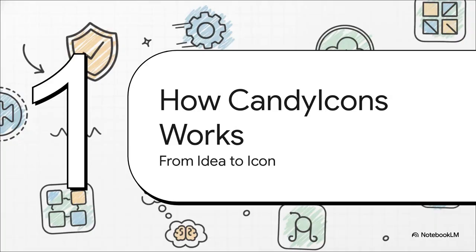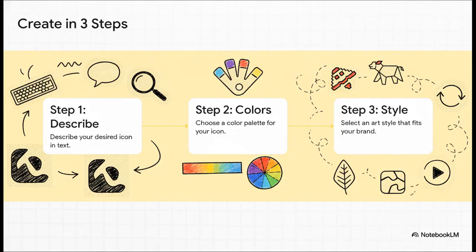Okay, so that all sounds great, but how does this thing actually work? Well, the process of going from a basic idea to a finished icon is surprisingly simple. It all boils down to these 3 simple steps. First, you just describe what you want, using plain language. Then, you pick your color palette. And finally, you choose from a bunch of art styles to match your brand's vibe. That's it. You hit generate and the AI gets to work.